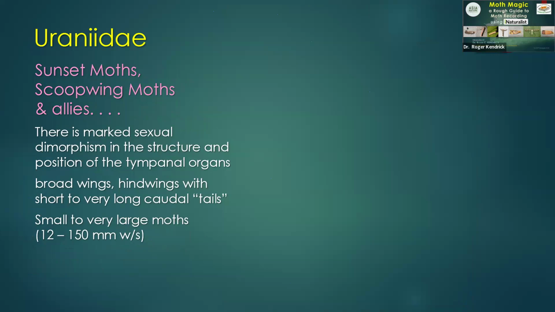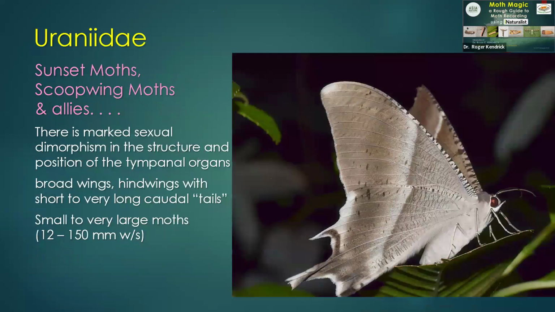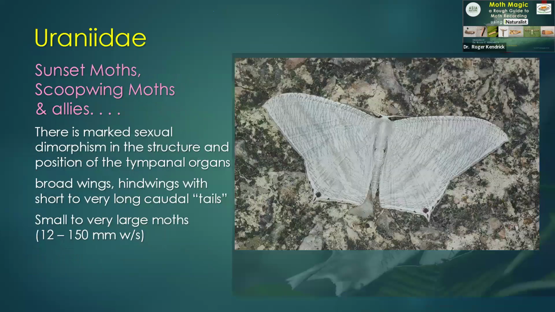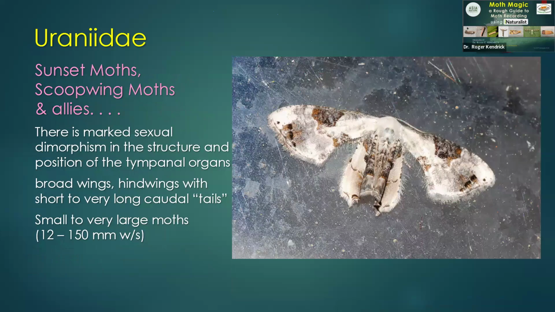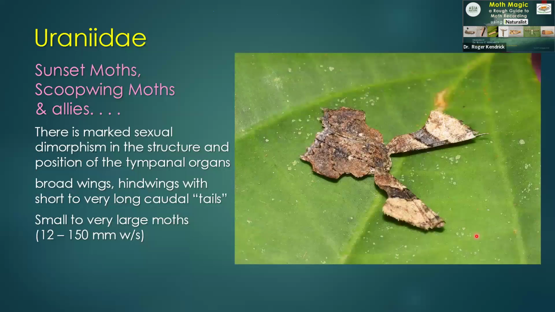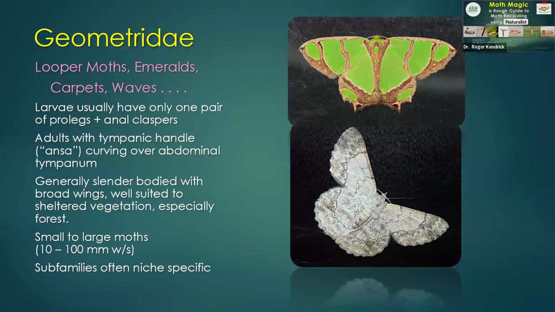Uraniidae, sunset moths, scoop wing moths, go from the very big to the not so very big, but are primarily broad-winged or scoop-winged. You can see for the hind wings here, and it's clear on the next view, the incredible modification of the hind wing shape and also to some extent of the forewing shape, often with little tails. True geometrids usually don't have tails, but there are some exceptions. Rounded wings and very flat, broad-winged posture.